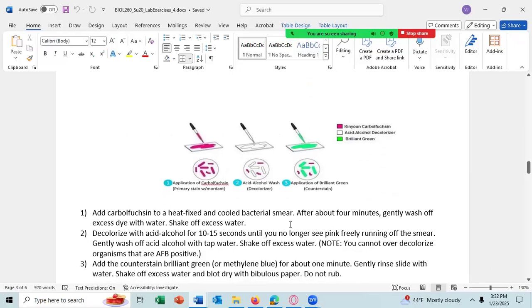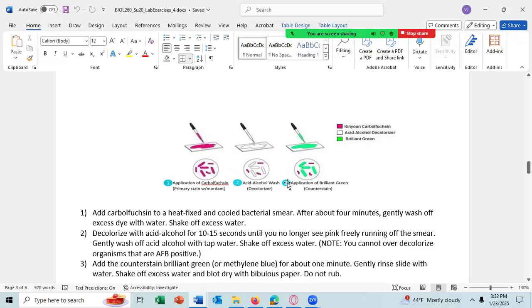So first you apply the carbol fuchsin. All the cells will stain pinkish from the carbol fuchsin. You then apply the acid alcohol wash. It'll be a decolorizer to pull the carbol fuchsin out of the acid-fast negative cells, but the acid-fast positive cells retain the carbol fuchsin.